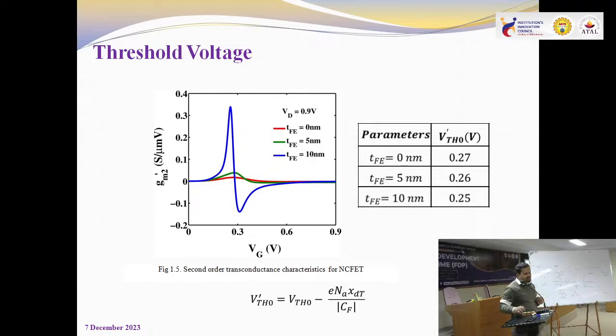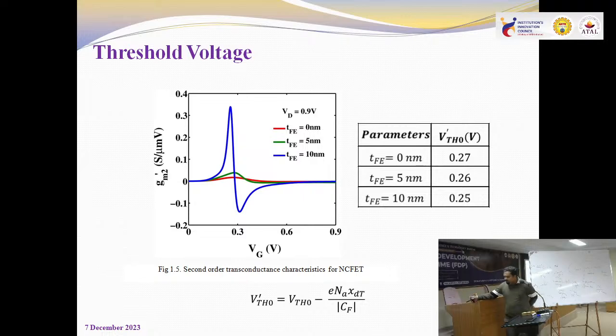But there are many methods by which, from the characteristics, we can get the value of threshold voltage. One is the intercept method, another is the second order transconductance method, and many others. Here I have gone for the second order transconductance method for calculation of threshold voltage.